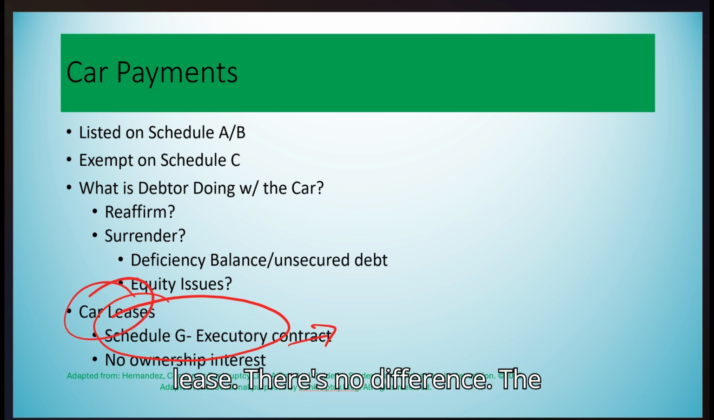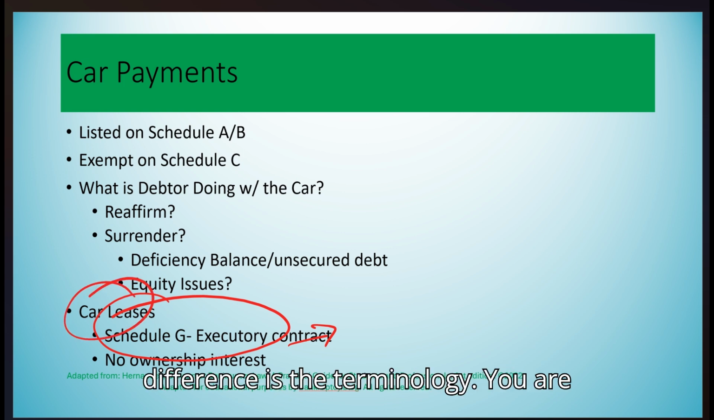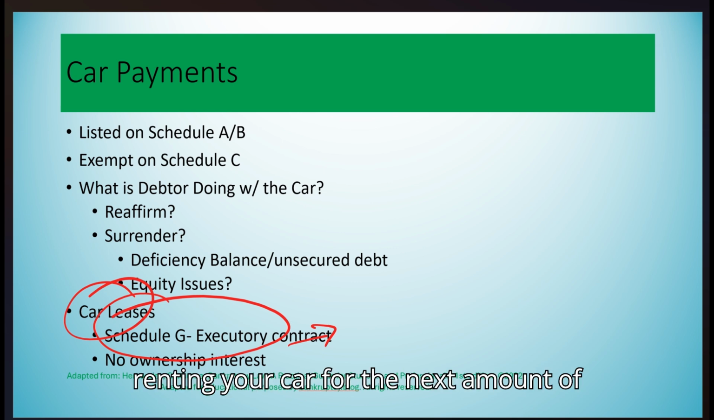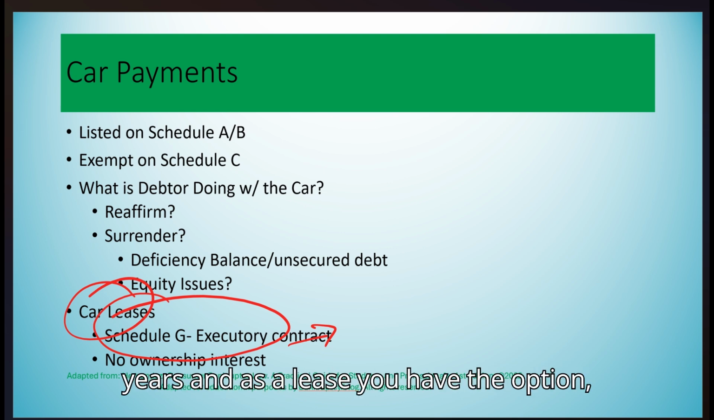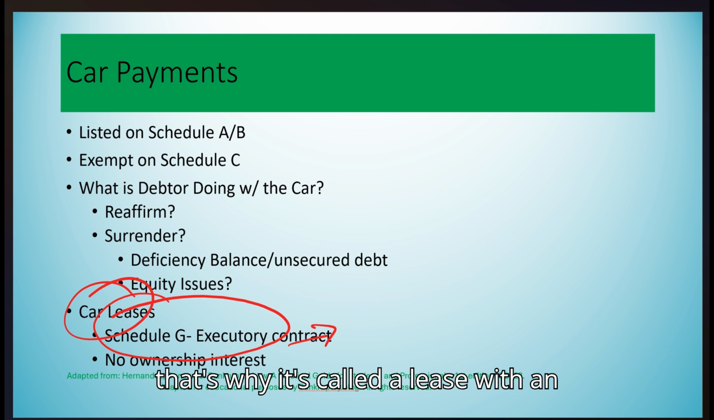There's no difference. The difference is the terminology. You are renting your car for the next amount of years. And as a lease, you have the option. That's why it's called a lease with an option to buy.